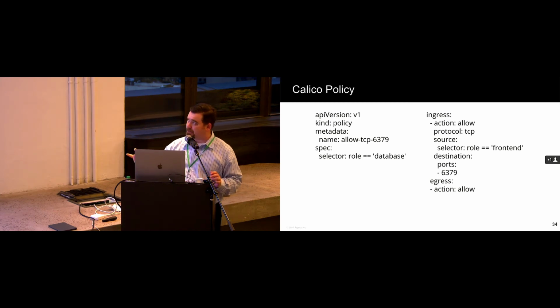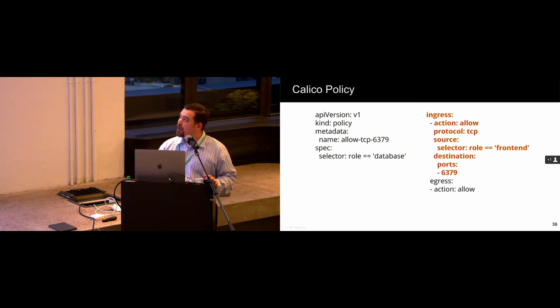In this policy, I specified two separate things. I specified an ingress. So I'm going to allow any inbound traffic using TCP from another endpoint in the system that has the role front end. I'm also going to only allow TCP traffic on port 6379.